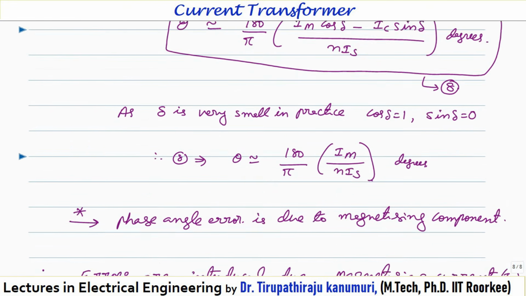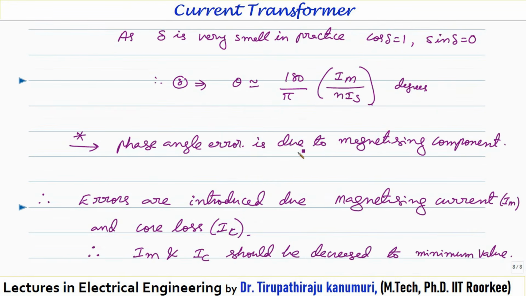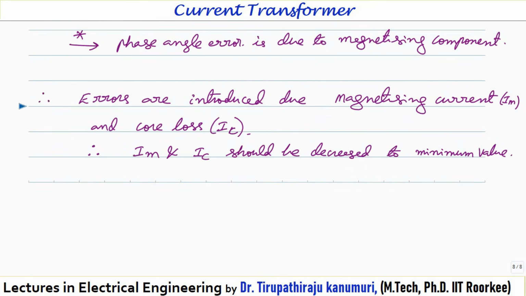So we can tell that the phase angle error is mainly introduced due to the magnetizing component of the no load current. This is because of the magnetizing component of the current. Again this is also an interview question. The phase angle error is mainly introduced due to the magnetizing component of the current. And the second one, the core loss component of the current is responsible for the ratio error. So please remember this one.